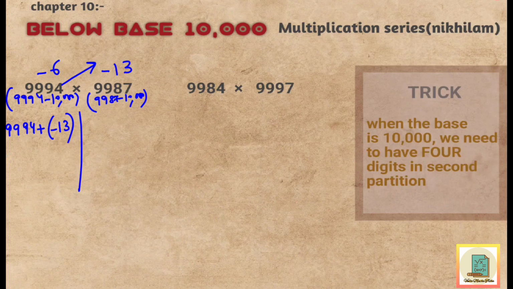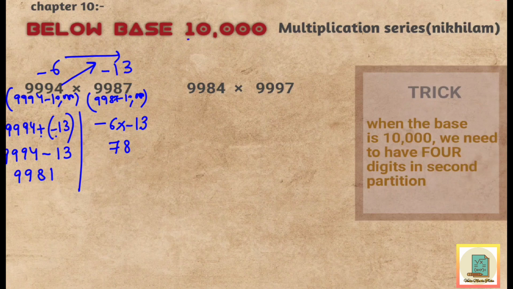So here 9994 plus and minus makes it minus, so minus 13. So in the first partition we get 9981 as answer. Now in the second partition we multiply the deviations. So minus 6 multiplied by minus 13. So 6 13s are 78, and minus multiplied by minus is plus. So we get plus 78 over here.